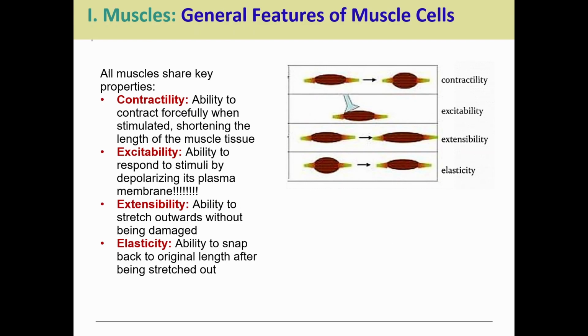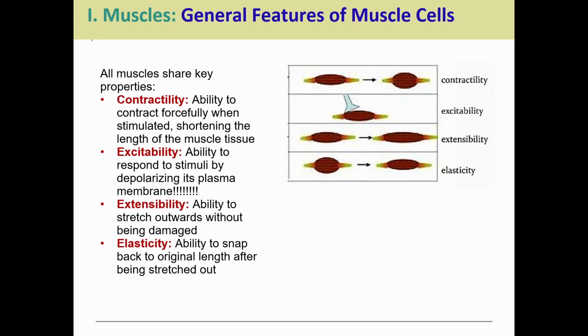No matter what type of muscle we're looking at, they're going to have all of these particular properties or characteristics. Number one is contractility. This is the ability of the muscle to shorten. It moves in towards the middle of itself, contracting inward when it's stimulated, shortening the entire length of the muscle.